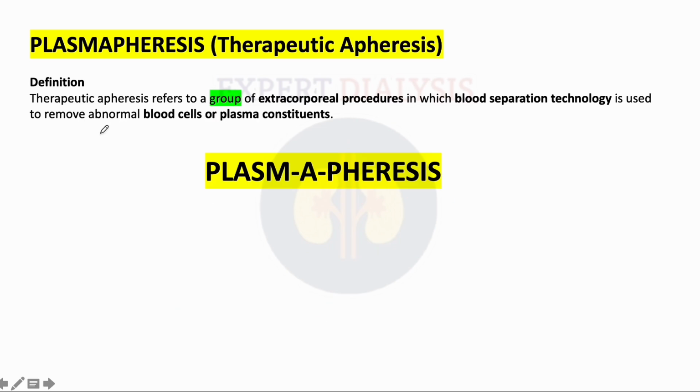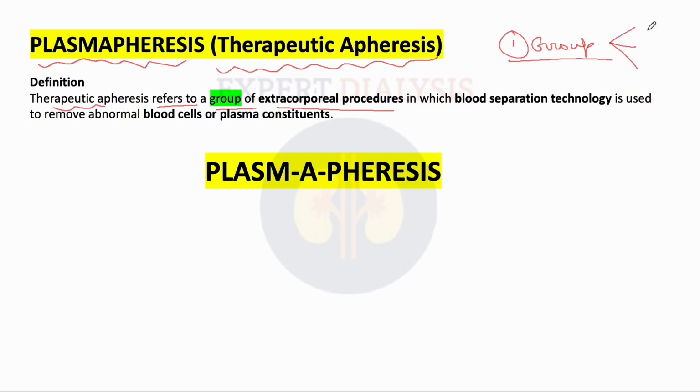So let's begin. Plasmapheresis is also known as therapeutic apheresis. So let's see the definition first. Therapeutic apheresis refers to a group of extracorporeal procedures. So it is not a single procedure, it is a group of procedures. We will see what the different technologies are on which these procedures have been differentiated further in the video. But let's first stick to the definition part, and it says therapeutic apheresis refers to a group of extracorporeal procedures in which blood separation technology is used to remove abnormal blood cells or plasma constituents.